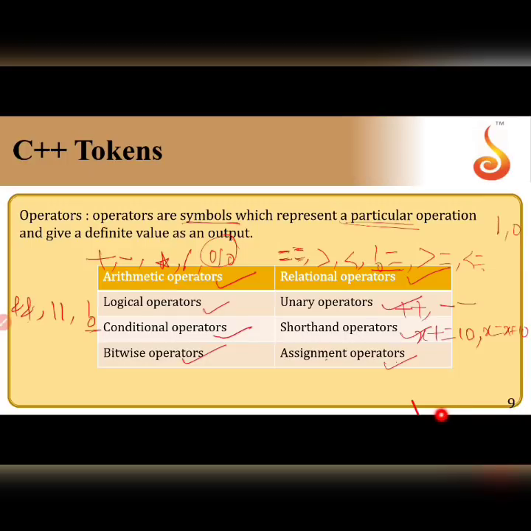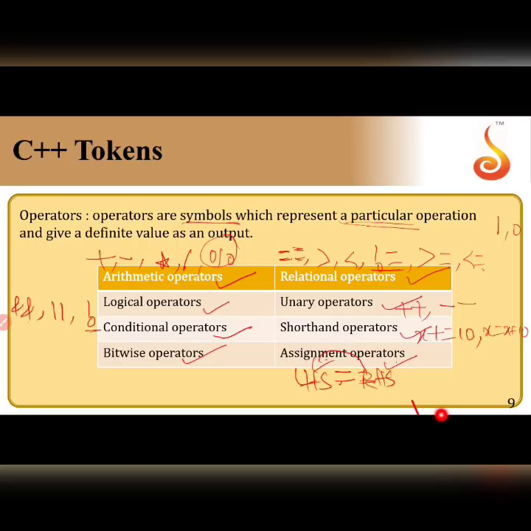Next is assignment operator. Assignment operator is equal to, that is, it assigns the value of the RHS to the LHS. That is an assignment operator. And then when you are writing a program, you have to be very careful. If you are checking a condition, you cannot use an assignment operator. You have to use a relational operator, because the assignment operator always assigns the RHS value to the LHS.